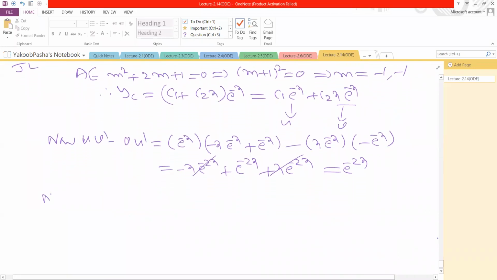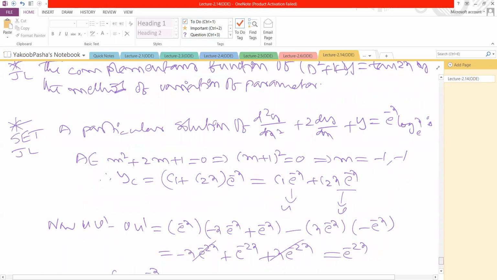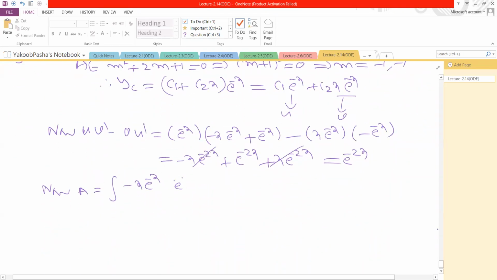So now we can find capital A value and capital B value. So capital A is equal to integration of minus vR by the denominator, where v is x into e power minus x and R is e power minus x into log x. Denominator is e power minus 2x dx. Here e power minus 2x will be cancelled. So minus integration of x into log x. Now integration by parts. Here u equal to log x.